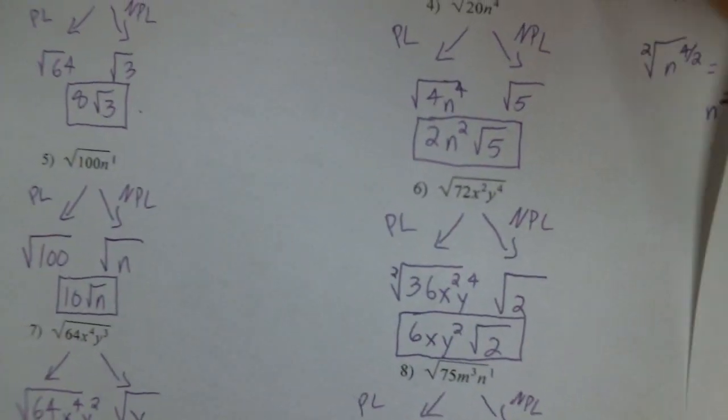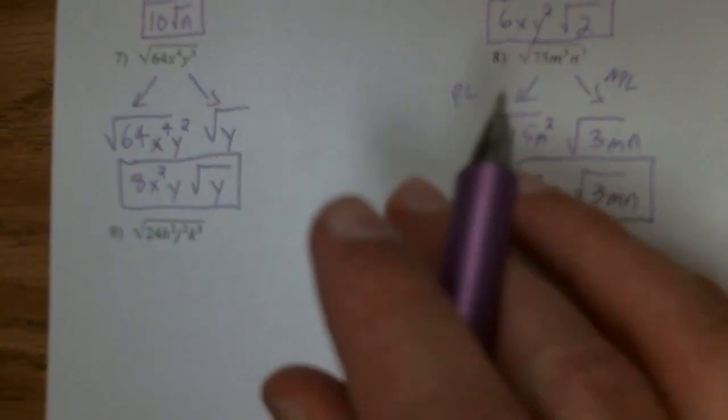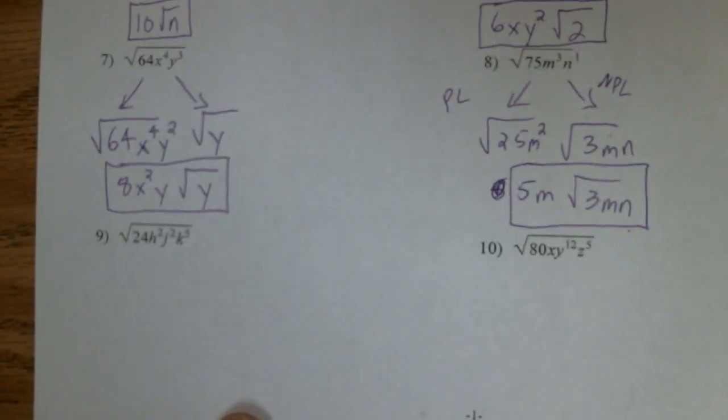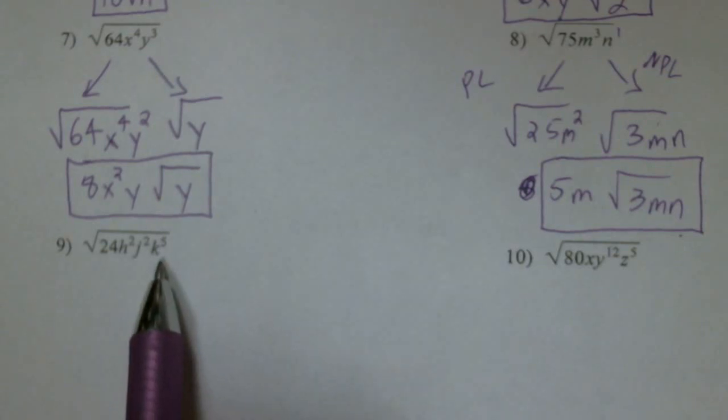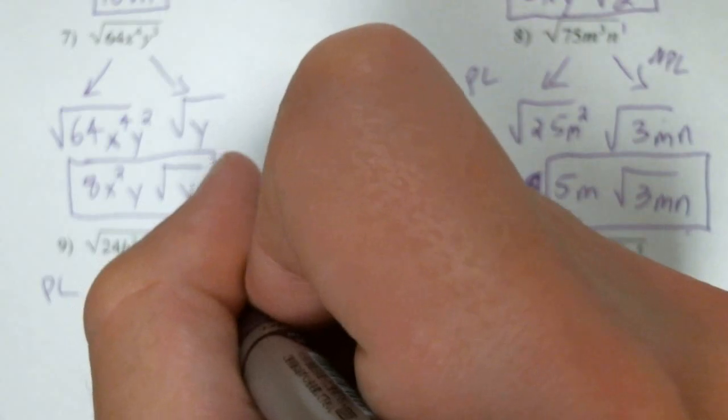Okay, keep going. Last couple ones down here at the bottom. Zoom in just a little bit. Okay. All right, 24 h squared, j squared, k to the fifth. Okay, perfect land, non-perfect land.